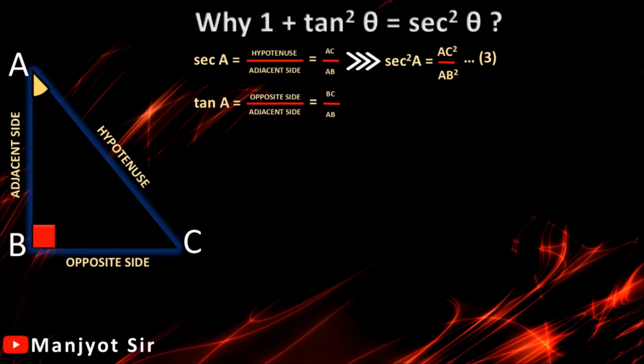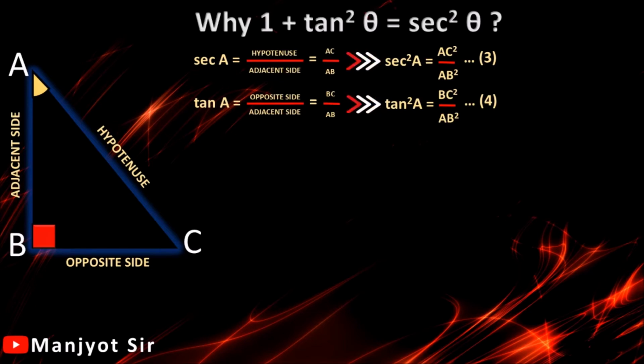Now since we need tan square, we'll square this term. So if you square this term, you will get tan square A is equal to BC square upon AB square. And we'll mark this equation number 4. Now remember one important thing over here, my dear students. Whenever in an identity you have 1 on the left hand side, we don't add these terms, we subtract them. That is a trick you need to remember if you need to get this proof.